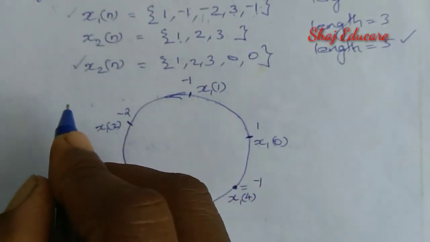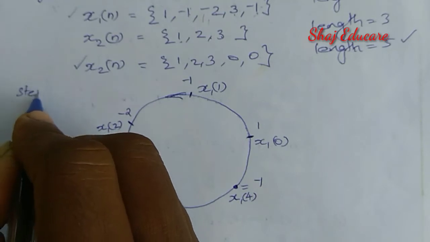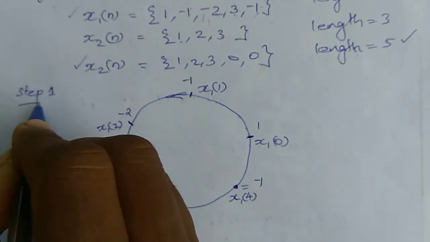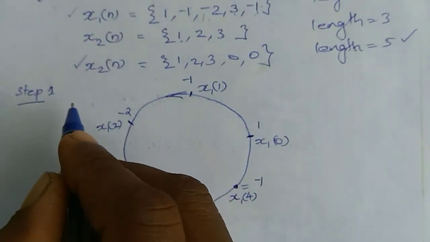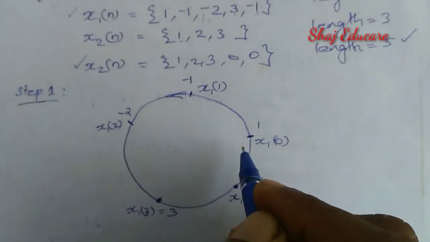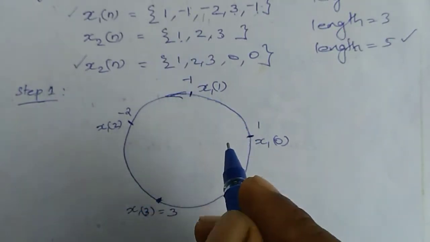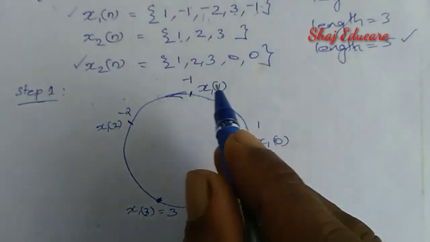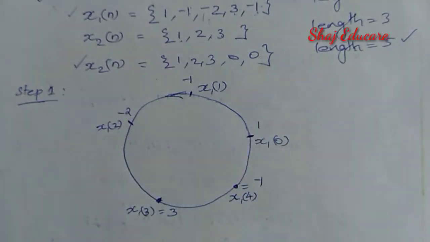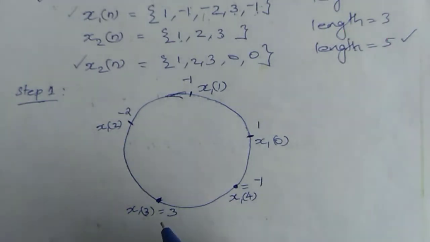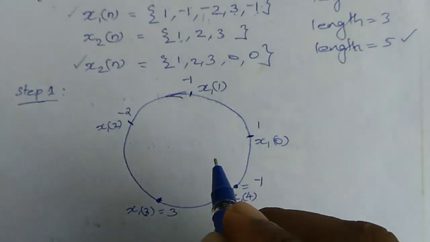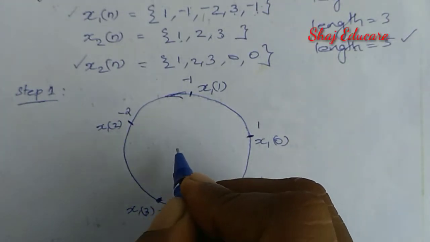This can be considered as step 1. In this step 1 we have to draw a circle and mark all the elements of the signal x1 of n in the anti-clockwise or counterclockwise direction. And next, what we have to do is draw an inner circle.